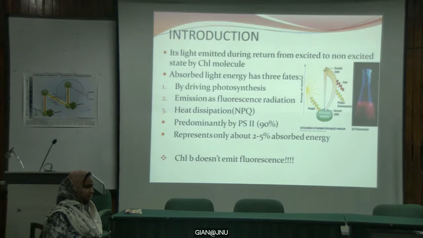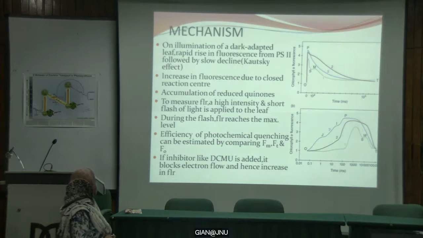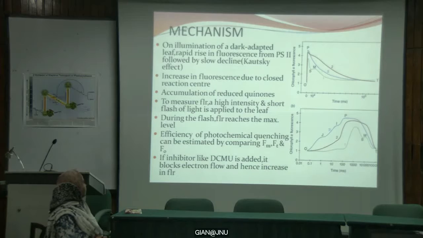The mechanism. It was first observed by Kautsky, and the experiment was done on sea meat in dark adapted condition for 20 minutes, and then a light of low intensity is made to fall on the meat. Very little fluorescence was observed. It was known as FO, or the minimum fluorescence.